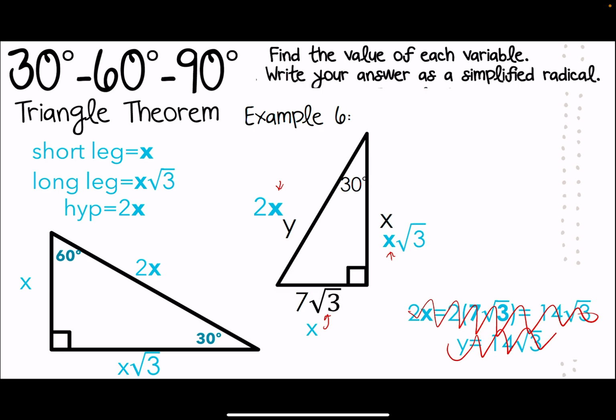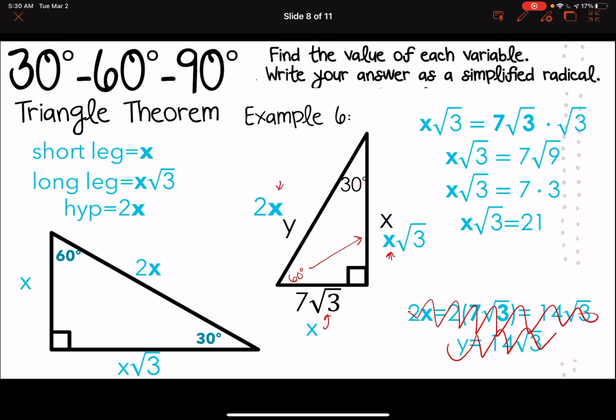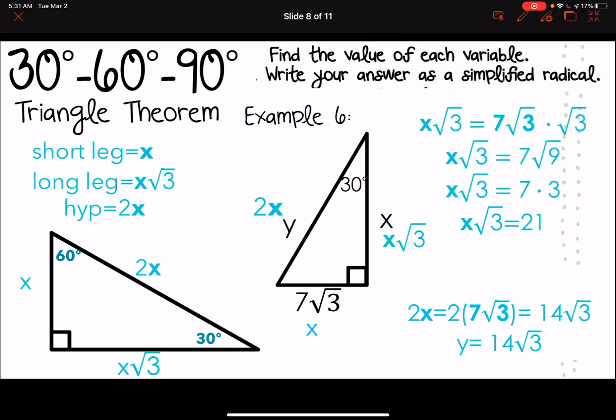So now I'm going to do my longer one, the one that's 60 degrees right here across from that 60. And we're going to do 7 square roots of 3 times the square root of 3. Outside times outside, inside times inside. So you get 7 square roots of 9, which means that's really just 7 times 3. So again, that gives me x times the square root of 3 is equal to 21, which means x is equal to 21, because that's what they were asking us for.